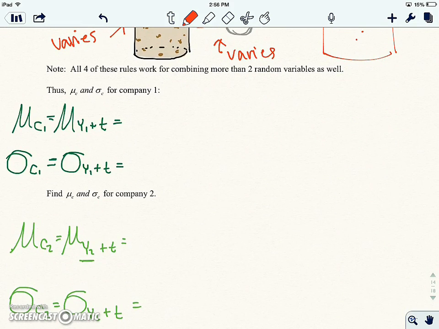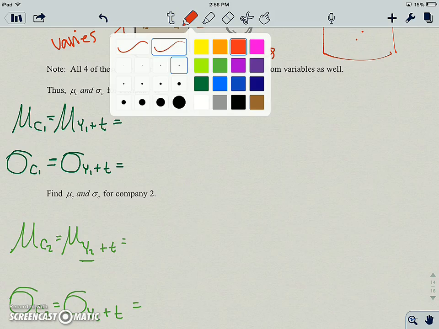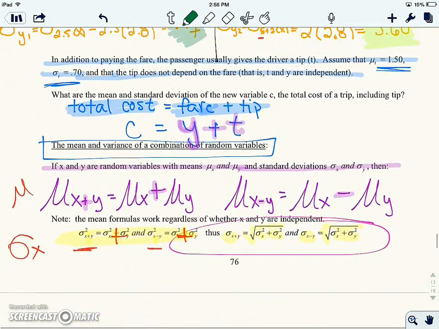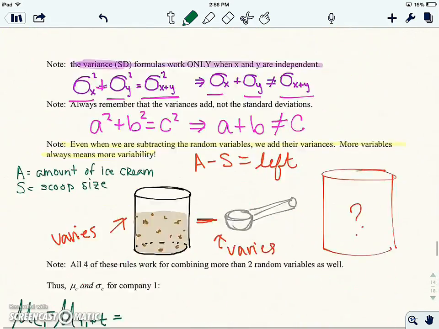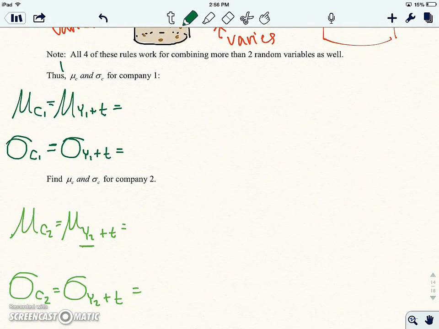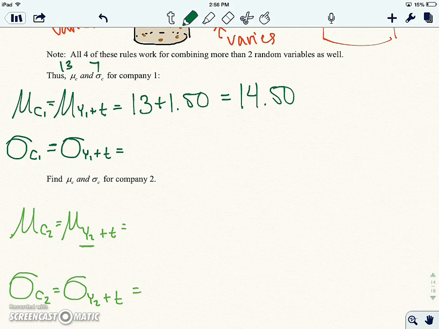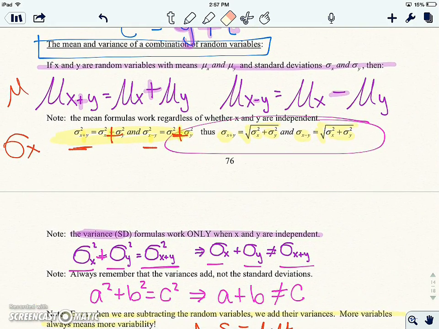All right, so lastly, let's try this with the two companies. For company 1, the average ride was $13 with the standard deviation of 7. So if we wanted to find the mean when you include the tip, that's the average ride plus the average tip amount. And now for company 1, the average cost of a ride is $14.50. For company 1, their standard deviation was 7. Okay, now, wait, let's go back and use the formula. Let's look at the formula. Here's the formula. We're going to use this version right here.